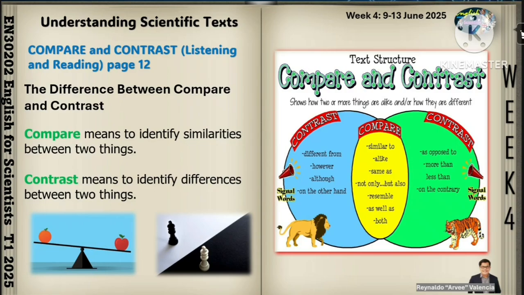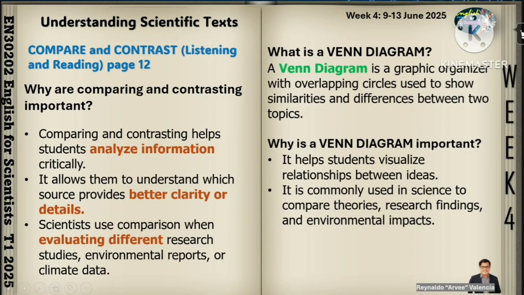The difference between compare and contrast. Compare means to identify similarities between two things. Contrast means to identify differences between two things. In other words, compare equals finding how things are similar. Contrast equals finding how things are different. All right? Why are comparing and contrasting important?